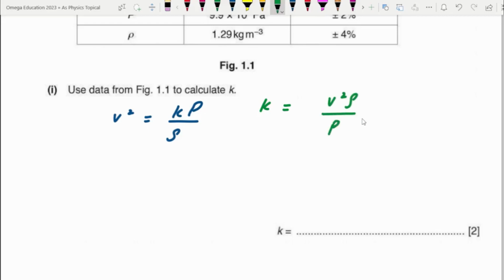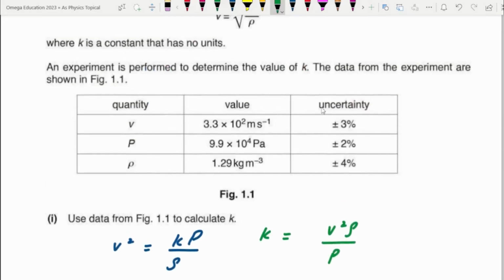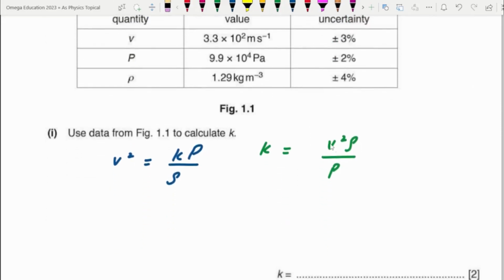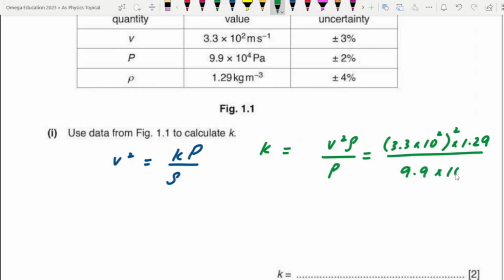What is the next step? You need to find the value of k, you need to find the principal value. They haven't asked for the uncertainty, so you need to ignore this column. Just insert the values here, which would be 3.3 into 10 to the power 2, but then square of it, times 1.29 divided by 9.9 into 10 to the power 4.